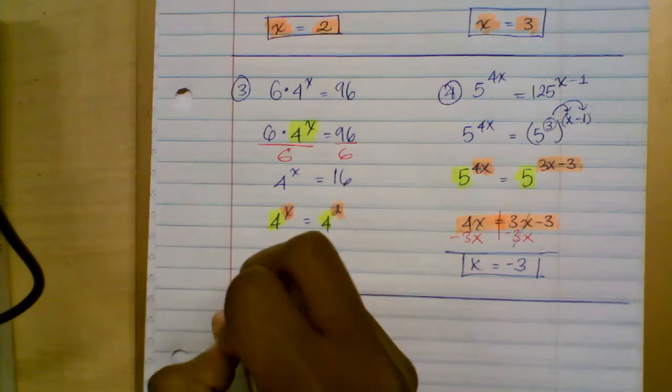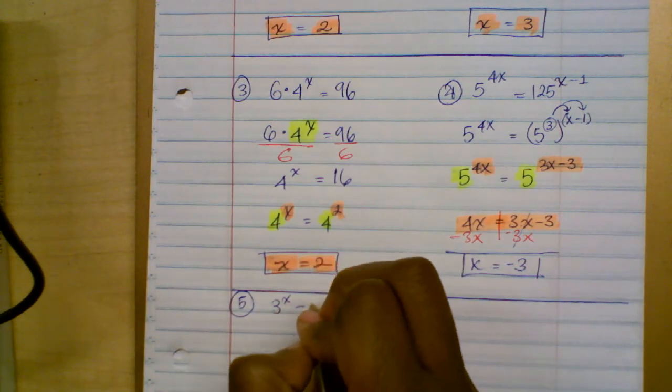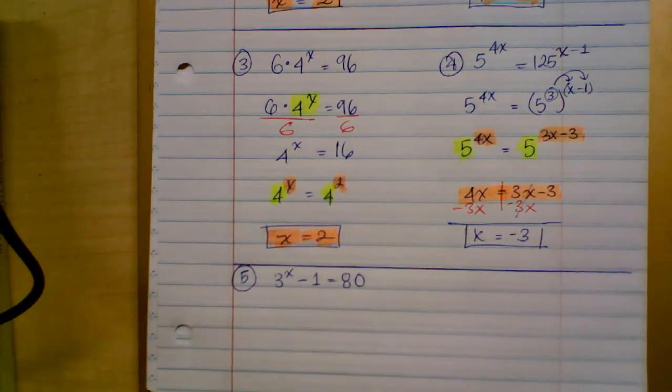So you're given number 5: 3 to the x power minus 1 equals 80. Please solve equation number 5.